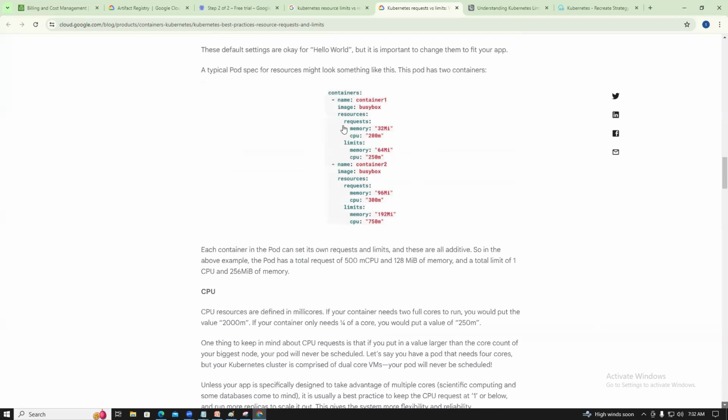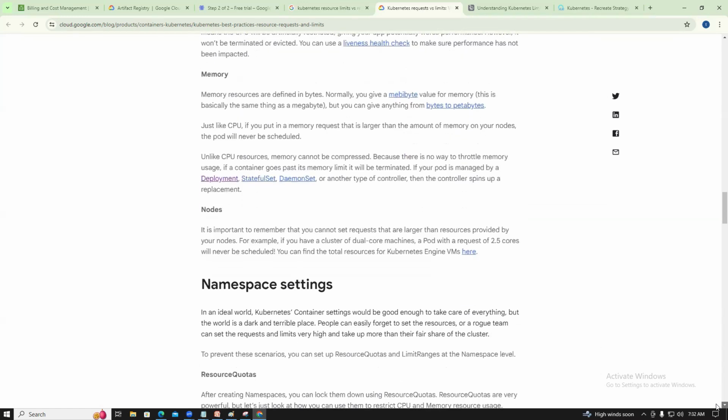So in the image, request equals memory 32 and CPU equals 200. The limits equal memory 64 and CPU equals 250 m. Request is a minimum, and limits is a maximum. So request is 32 M memory and 200 milli CPU, limits are 64 memory and 250 CPU. Request is minimum, limits is maximum. Guys, understood?